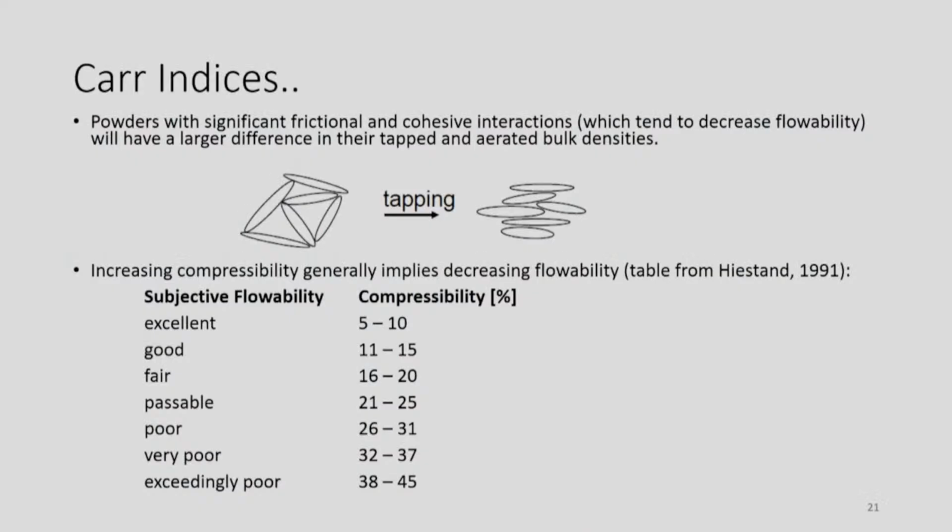Okay. We briefly talked about that. When we tap, the volume changes, right? If there is mechanical interlocking or cohesive interaction between those particles, the tap density changes. Based on this condition, he gave some criteria. For example, if the compressibility is high, then the flow behavior is exceedingly poor.